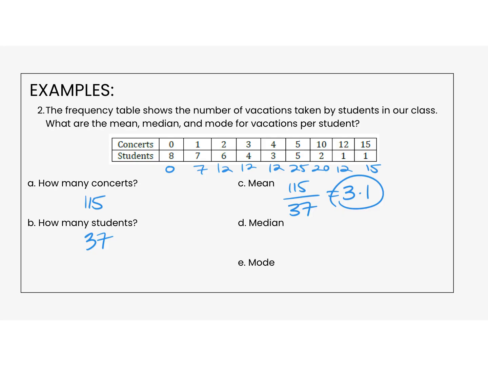In this case, my median is going to be my 18th value. So 15, 16, 17, 18 would be 2, right? Because 8 and 7 is 15. So after 1, I'm 15 students in. So I'm at 2. And then my mode, let's see, my most frequent would be 0, because 8 students went to 0.